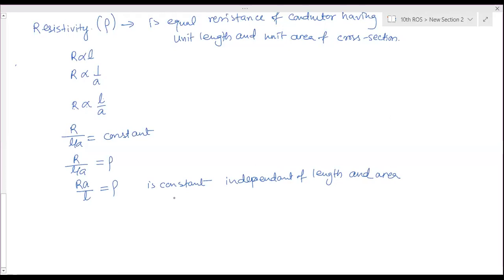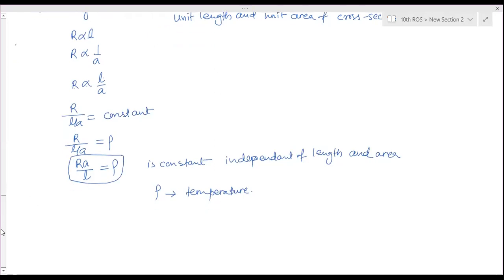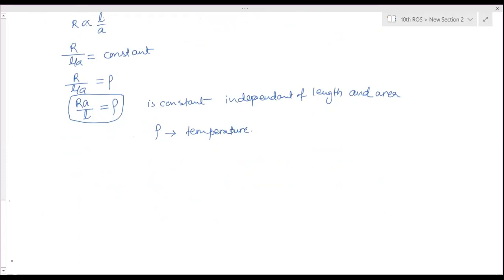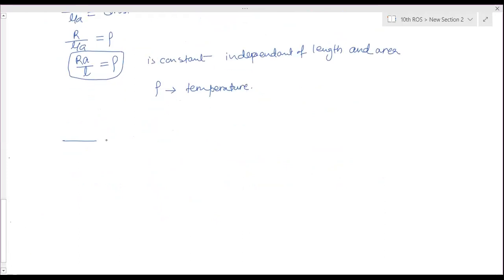So you change the length, you change the area of the conductor, and the resistance will change, but the resistivity of that substance will not change. Resistivity is only dependent on temperature. As temperature increases, resistivity also increases. Temperature decreases, resistivity decreases. It depends on temperature, but it is independent of length and area. So this is the formula for resistivity. Now numericals based on the resistivity part.